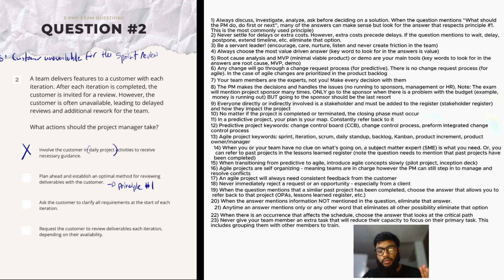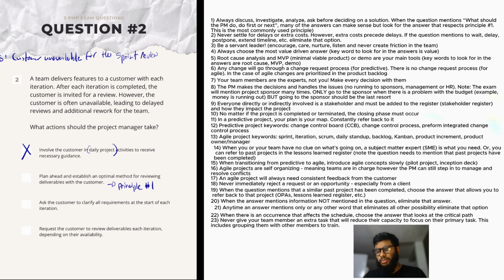Remember this fundamental rule. Principle number one does not need to have the keywords assess, investigate, discuss. It's this notion of taking a step back, collecting all the information, thinking things through, planning things out before actually making a decision. Okay? That's principle number one. And anytime you have principle number one as one of the options, it's usually like 99% of the times the answer. Okay? C, ask the customer to clarify all requirements at the start of each iteration.